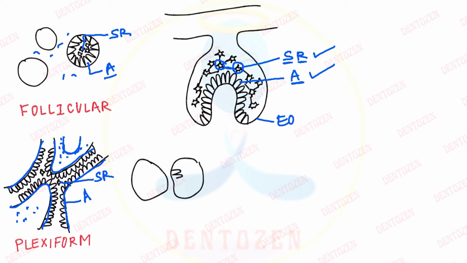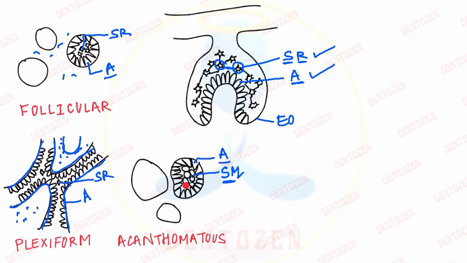Coming to the third type, acanthomatous type. Now it looks similar to the follicular type, that is tumor cells are arranged in follicles, and the peripheral cells of these follicles are similar to ameloblast cells, that is they are tall columnar, but there is a difference in the central cells. The central stellate reticulum cells here can show a change, that is they can get converted into squamous cells. So there is squamous metaplasia of the central cells. Metaplasia means change. That is called acanthomatous type, where there is squamous metaplasia of the central cells, and these squamous cells can produce keratin.